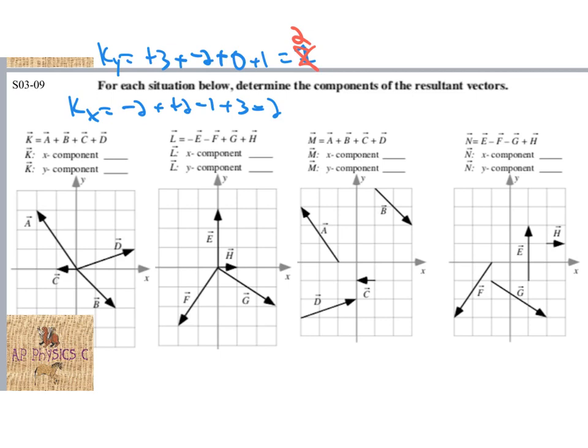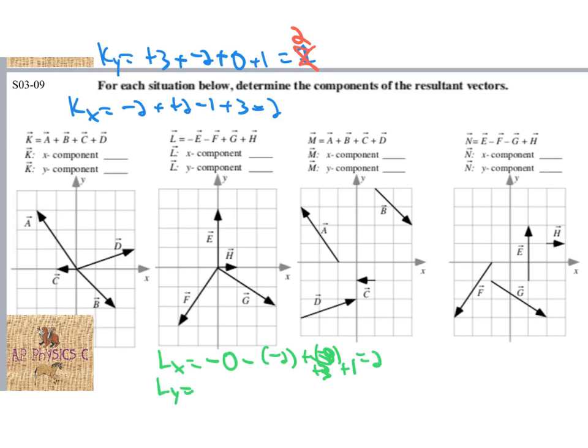If we do something similar for L, we have Lx. Now we have to be careful. Lx is minus Ex. Ex is 0, so that's not a big deal. Minus Fx, but Fx is already itself minus 2. Plus Gx, but G has a plus 3 as its component. And then plus H, which is 1. And so we end up with 2.